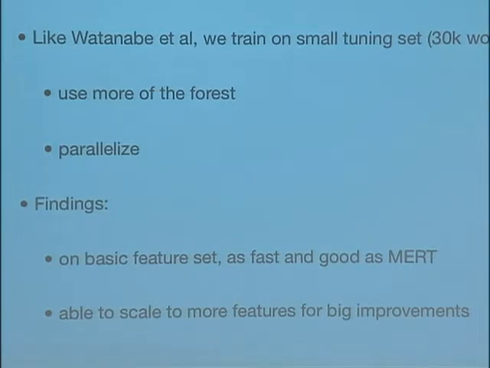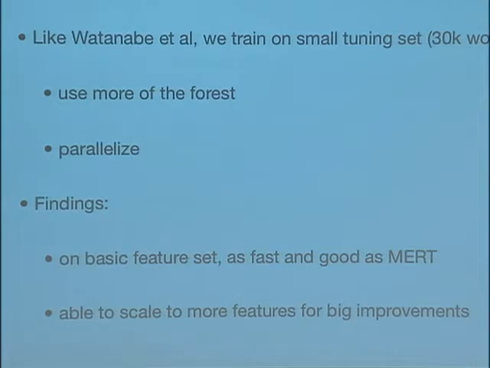How many more features did we add? We've been pretty modest so far. We've made it up to 56 features, which is a lot more than MERT can handle, but still a lot less than what people really want to get out of methods of this type. So we're getting there. But so far we've scaled to 56 features.